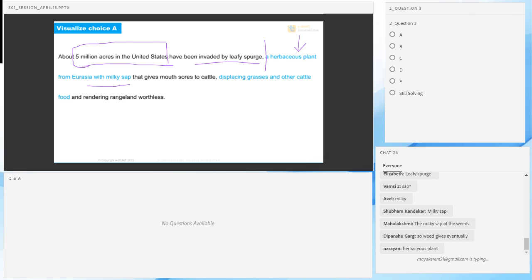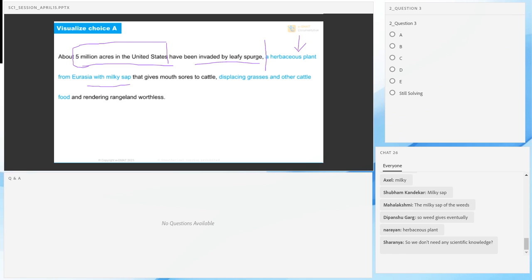Okay. So the milky sap is the primary source, but that source exists in the plant. So you can say both the things. Milky sap of the weed gives the source, or you can say that the weed itself gives the source. Right? So both of those. So again, you have to understand the logic. You don't need any scientific knowledge, absolutely. But you have to understand what is happening over here, which is where you need to visualize. The weed has the milky sap. The milky sap gives the source, right? Which means that the weed results in the source.